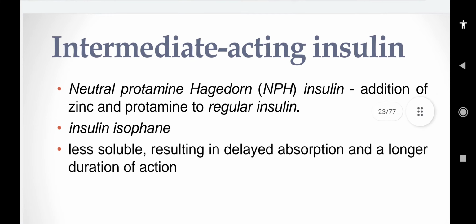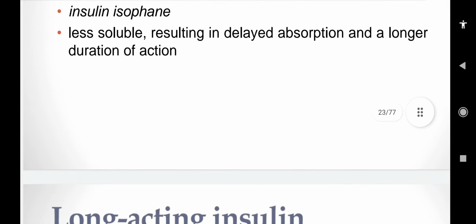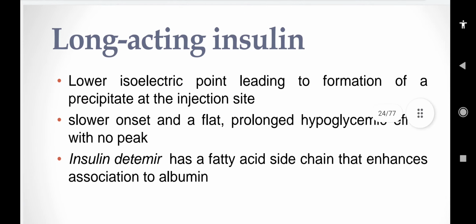Then intermediate acting is the NPH. Addition of zinc and protamine to the regular insulin. If you are my regular student, you should click the point from where we learned this word protamine. Then insulin isophane, less soluble, resulting in delayed absorption and a longer duration of action. Longer acting insulin has a lower isoelectric point, leading to the formation of a precipitate at the site of the injection, that is called phlebitis.